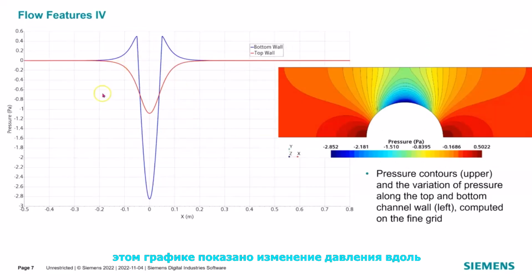This plot shows the variation of pressure along the top and bottom channel walls computed on the fine grid. As the velocity along the top wall increases, the pressure reduces and vice versa. Due to the presence of an obstacle on the bottom wall, pressure first increases at the front stagnation point before decreasing rapidly toward the obstacle top. The variation on the downstream side should be fully symmetric, which is, for the finest grid, almost true. The pressure is much lower at the top of the obstacle than at the opposite wall, because the velocity is the highest at the obstacle top.